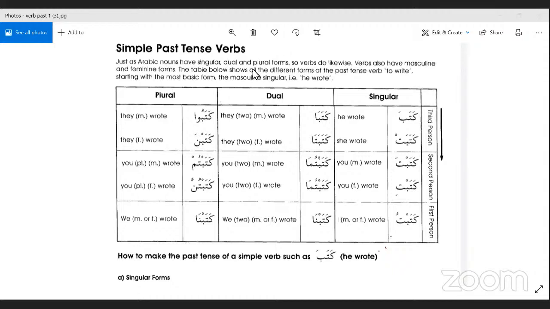Then singular, I hit, would be darabtu. We two hit would be darabna. And we plural would be darabna again. Excellent. Excellent. Okay. That's very good. Thank you.